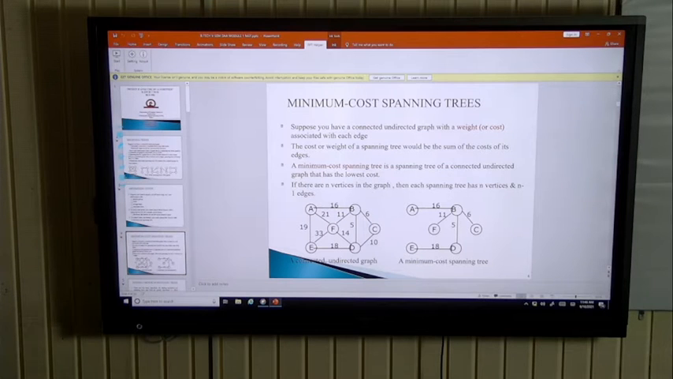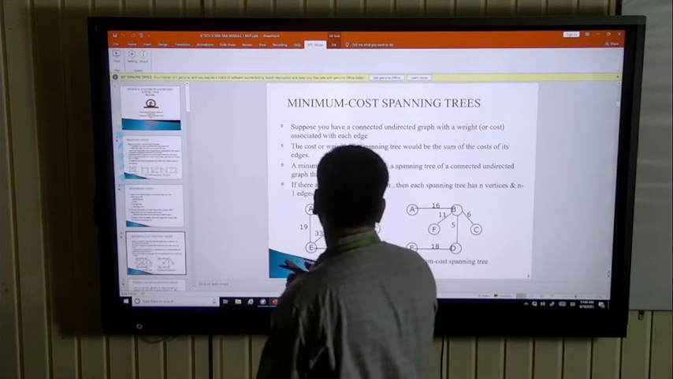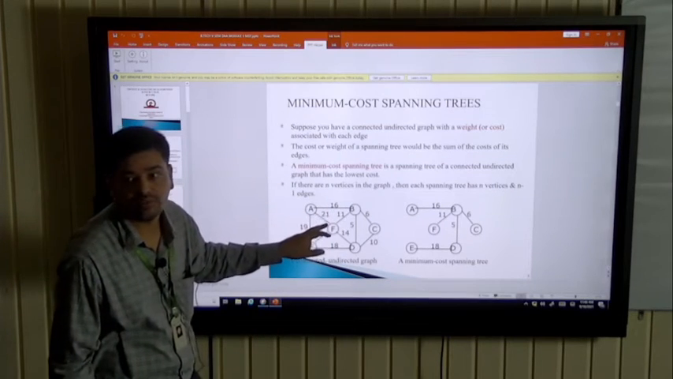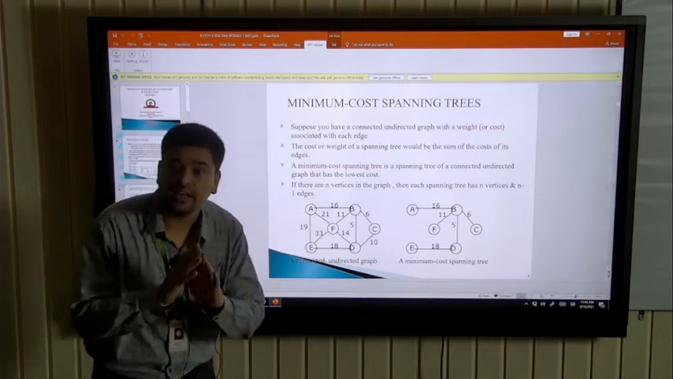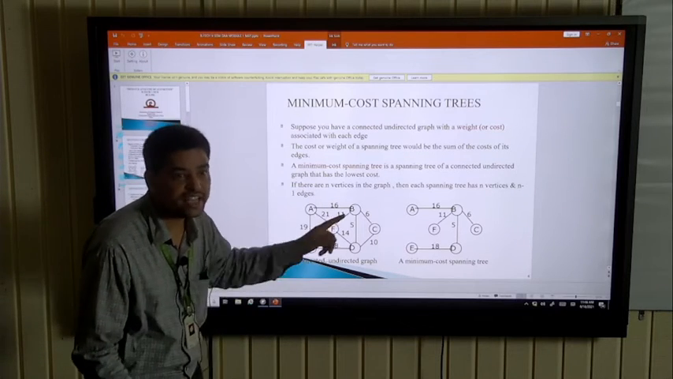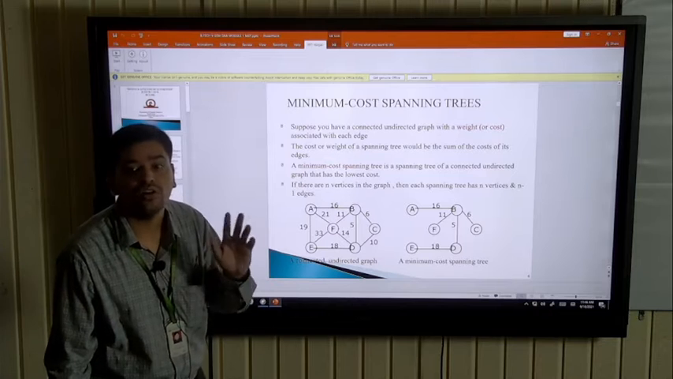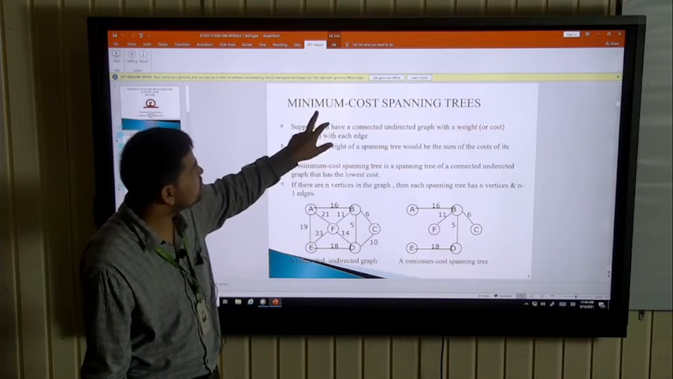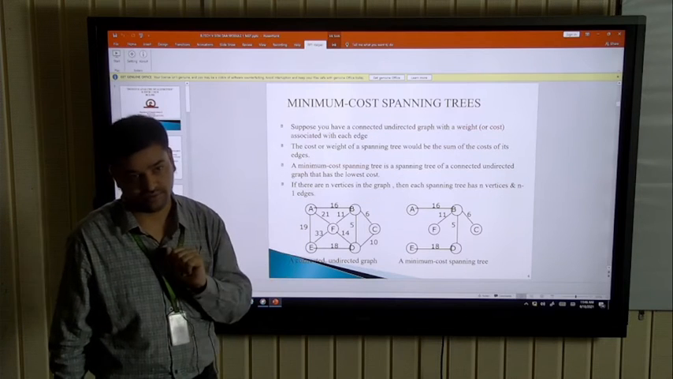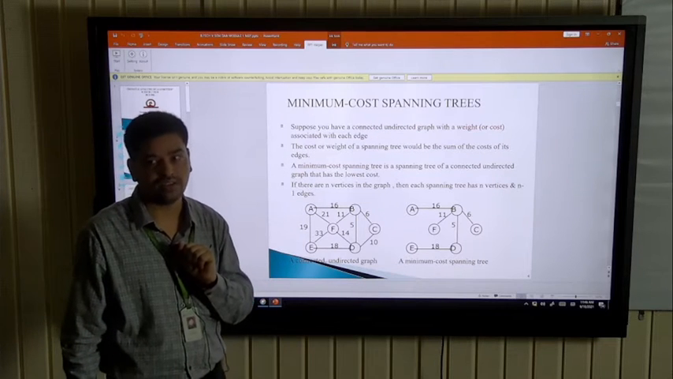Minimum cost spanning tree means that now every edge has some weight or cost. Weight and cost are the same thing in terms of a spanning tree. So each edge has some weight or cost. Our objective is to find the minimum cost spanning tree.